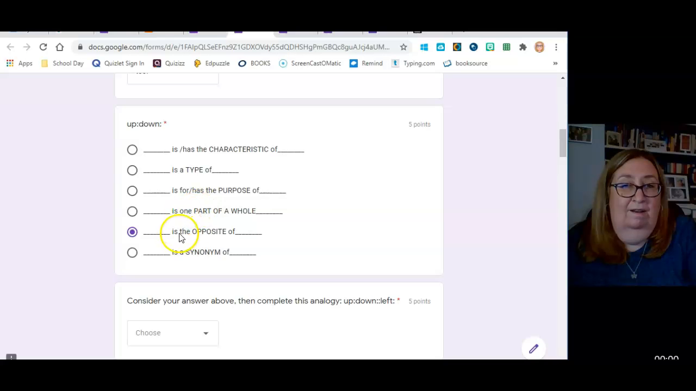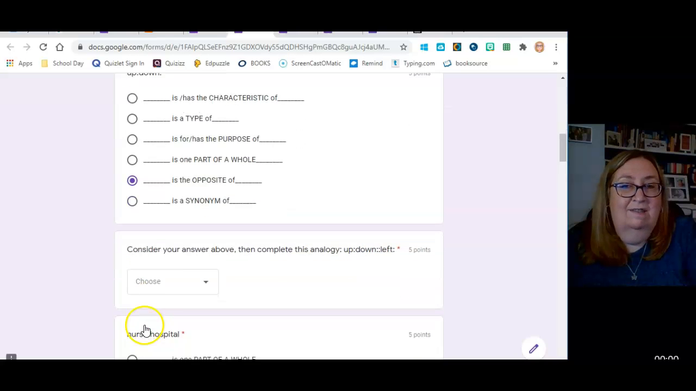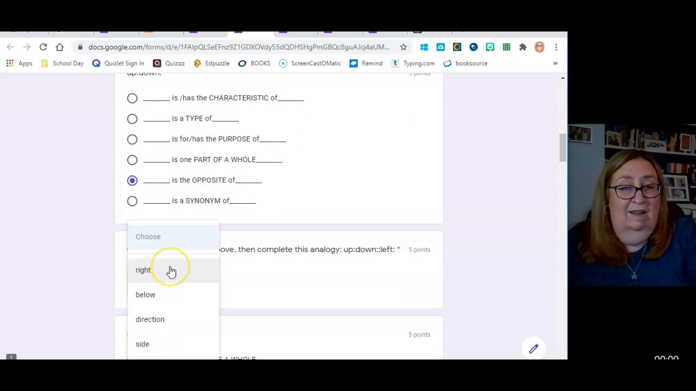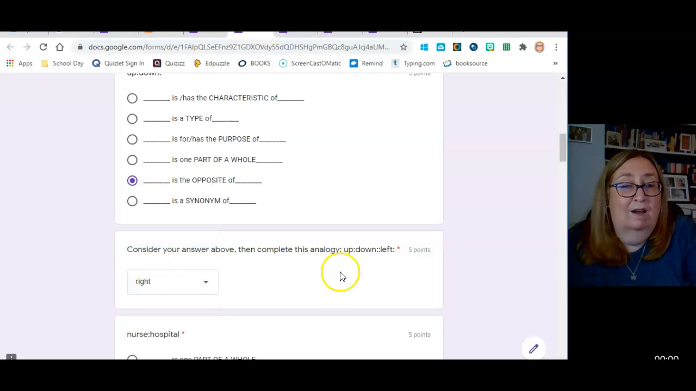Consider that answer above. Up is the opposite of down, and complete this analogy. If up is the opposite of down, then left is the opposite of right. Okay. Left is the opposite of below. Left is the opposite of direction. Left is the opposite of side. No, the only good answer is left is the opposite of right. So now my analogy is up is to down as left is to right.